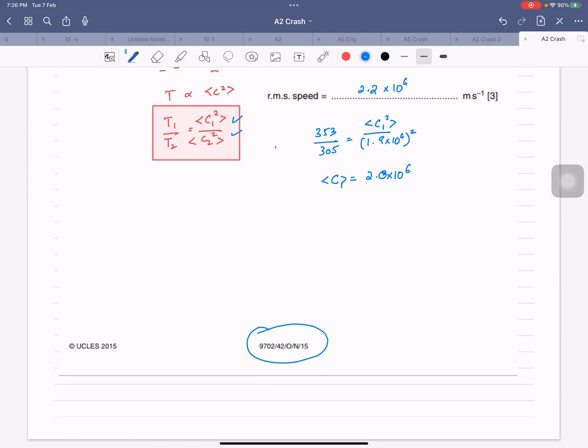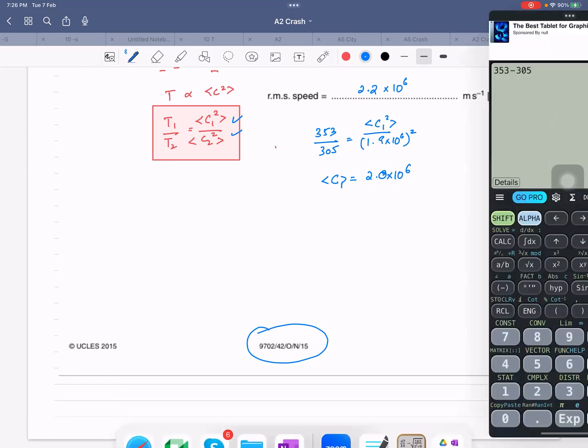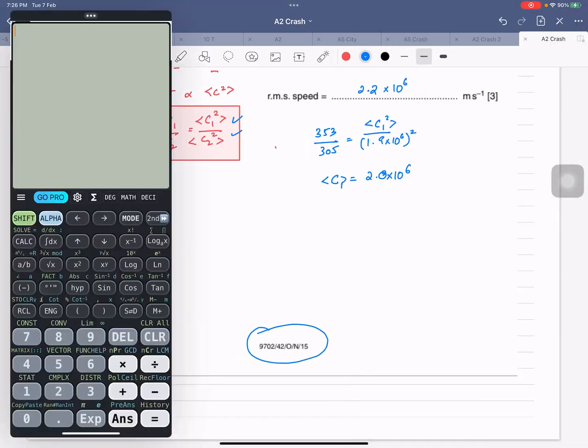Did you take the square root at the end? Yeah. Did you? Are you sure about that? Yes. Why? So this can not be checked fair. Let me check it. Okay, so 353 divided by 305.